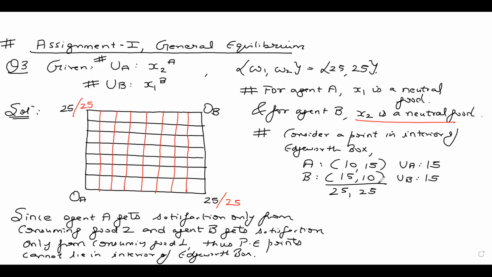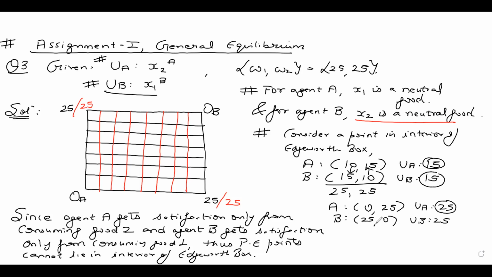Now let's try to make them better off. Think about this: B is not getting any utility from good 2, so B can give all units of good 2 to A. A is not getting any utility from good 1, so A can give all units of good 1 to B. Suppose we make this trade, A will have 0, 25 and B will have 25, 0. The utility which A will get now is 25, and the utility which B will get now is 25. If you compare, both A and B have become better off. Therefore, my initial allocation is not Pareto efficient because both have become better off by trading.